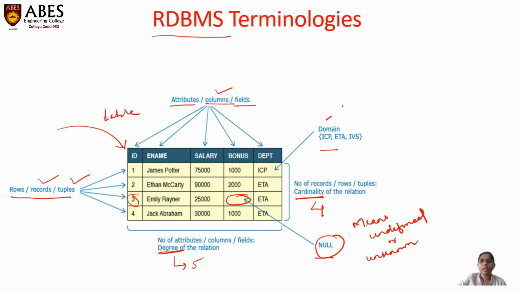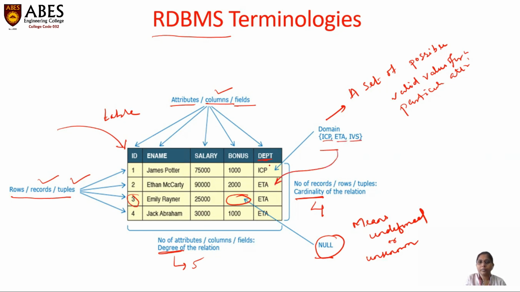Domain means what? A set of possible valid values for a particular attribute. For a particular attribute, the set of valid values is nothing but what? Domain for this attribute. So here, suppose the set of possible values are ICP, ETA, and IBS. So these are the only values we can store in this field. This represents what? Domain of this particular attribute department.